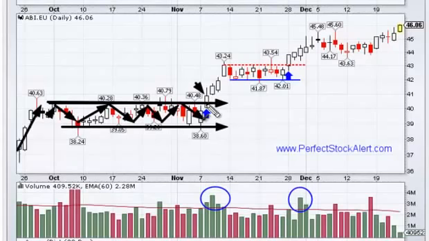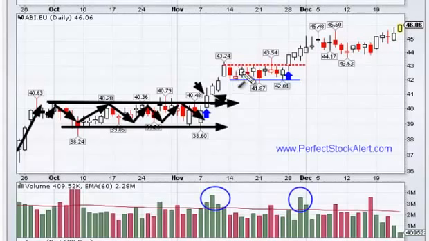Now when resistance is broken, typically it becomes support. So you see this breakout here, and now you could buy the next day right there at the open, knowing that this support right here is going to be the floor of price, the new floor in price. And so price activity will drive higher away from that floor. And that's what happens right here.